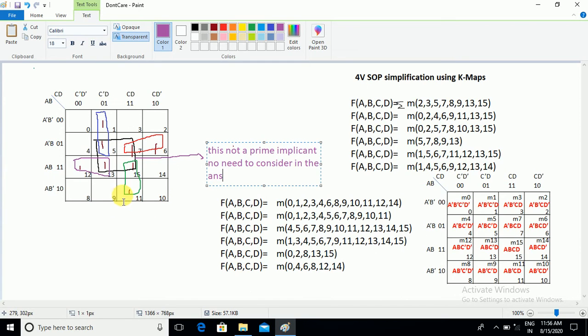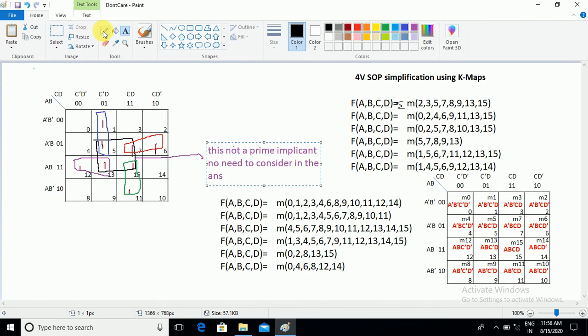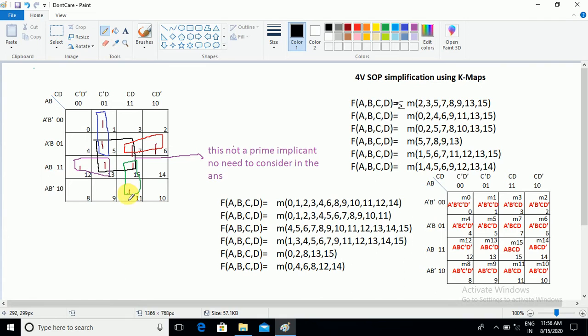Okay. Now which ones become a prime implicant for this group? And this one is a prime implicant. Yes. This one is a prime implicant. Okay, you can take this answer, and this one is also a prime implicant.